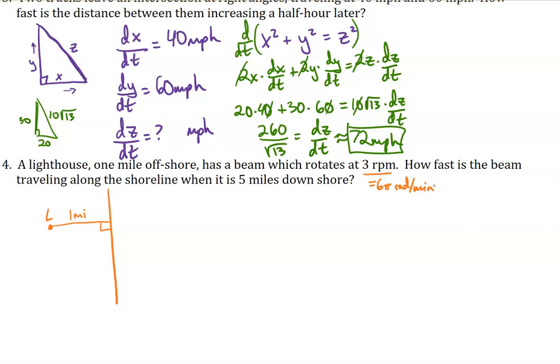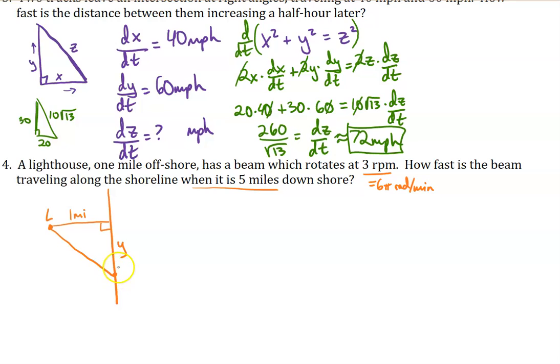Now, how fast is the beam traveling along the shoreline when it is 5 miles downshore? So this is the instant when it is 5 miles downshore. I'm not going to label that on the picture, but I do need a point for where the beam of light is. So here's the beam of light. The beam of light is traveling from the lighthouse and it is hitting the shore. Again, the instant is 5 miles, but I'm not going to label this distance with 5 because that is not a constant value. So instead, I'm going to use a variable, and I'm going to use a y just because this is vertical. You can use x, you can use b for beam, it doesn't really matter.